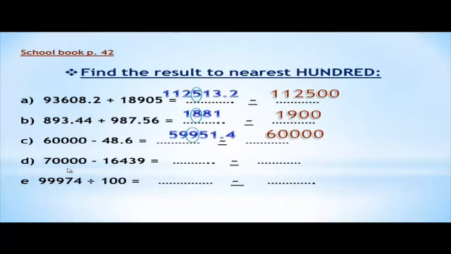Letter D, I have 70,000 minus 16,439. Make the operation of subtraction. So the result will be 53,561. Make the approximation to the nearest 100.